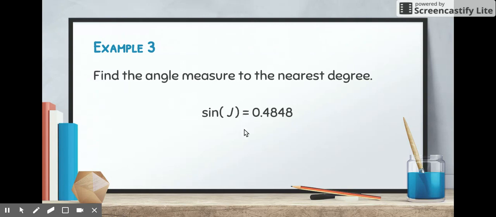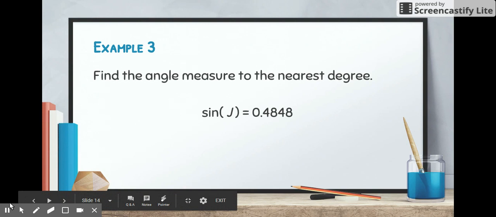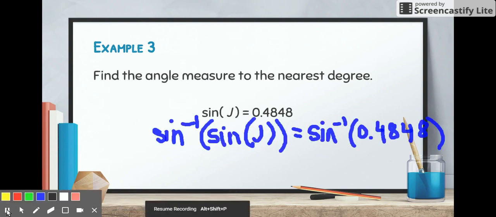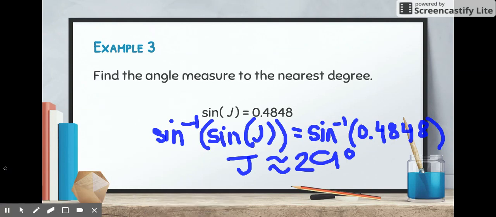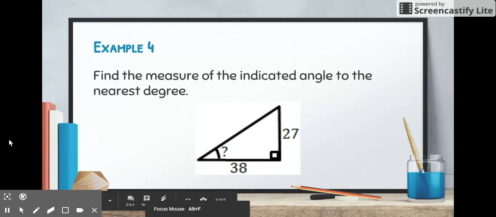So even though it looks a little different, it's still representing the same thing. So if I want to solve for j, I'm going to have to take the sine inverse of both sides and then use that in my calculator to solve for j. So I get sine inverse of sine of j is equal to sine inverse of 0.4848. The sine inverse of sine of j just simplifies to j. And the sine inverse of 0.4848 rounded to the nearest degree, as the instruction said, is going to be approximately 29 degrees.